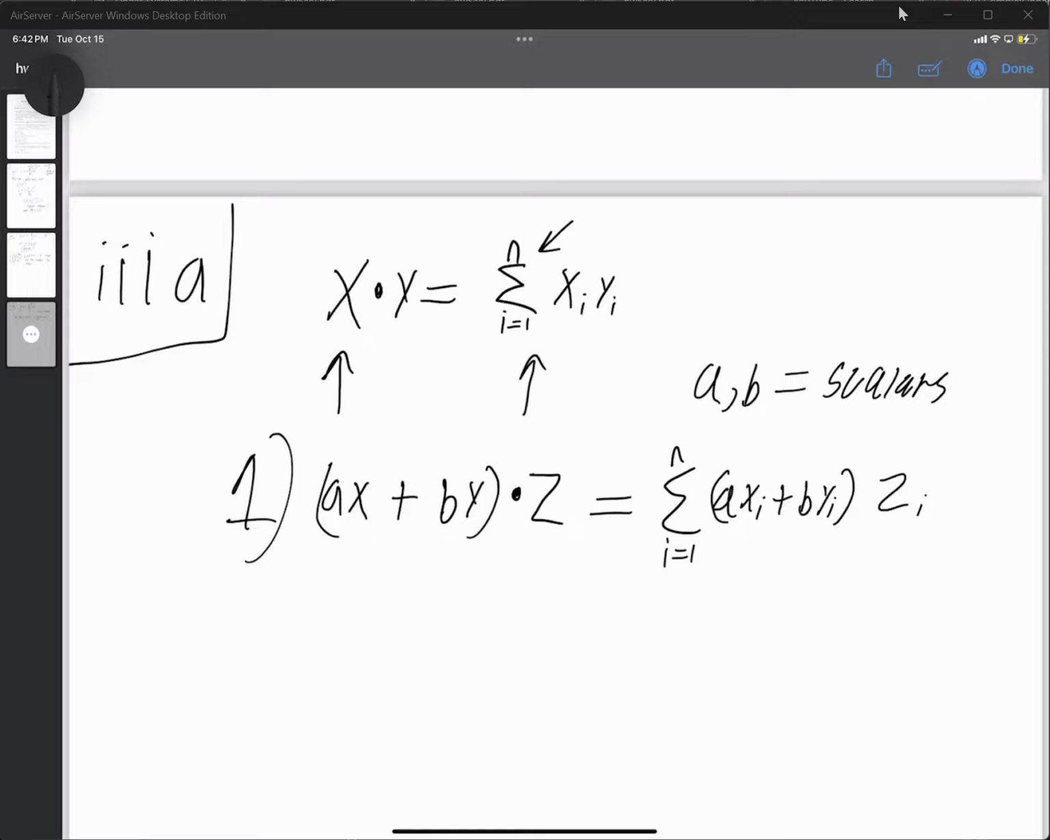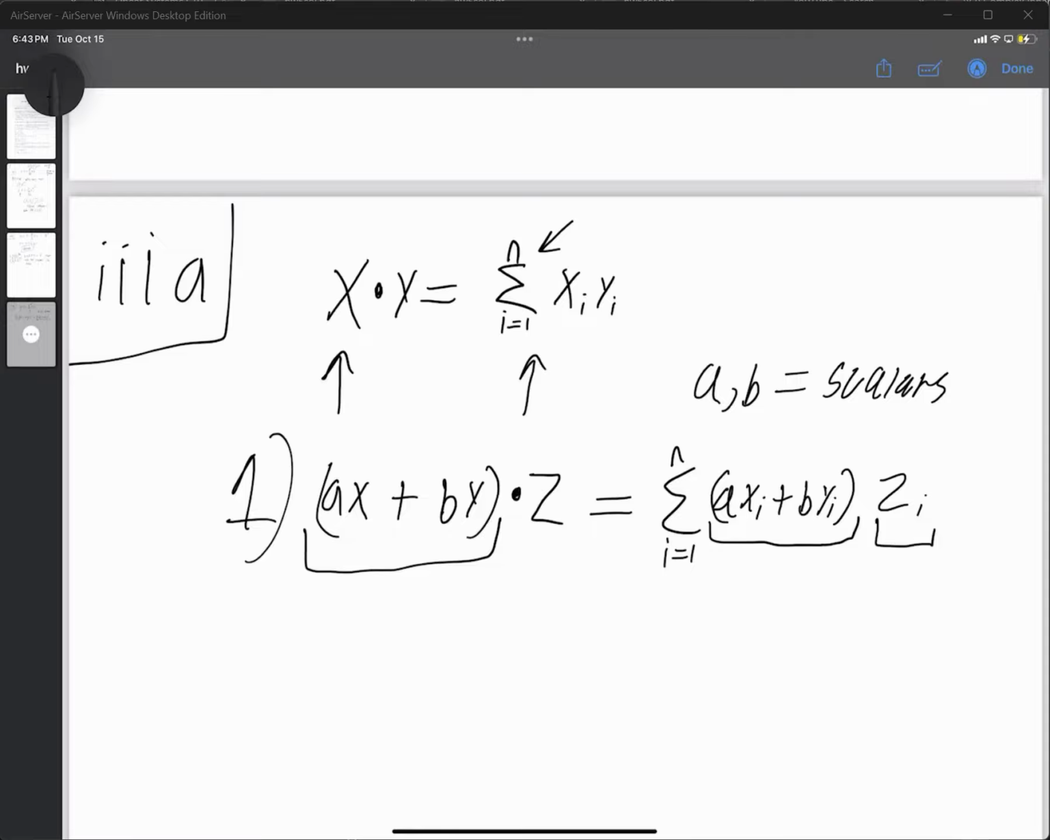This is a vector, right? That will result in a vector. This will result in a vector. This is its own vector, right? Because multiplying by a scalar, right, and then adding that together will result in a new vector. You're going to take the dot product of that vector with z.